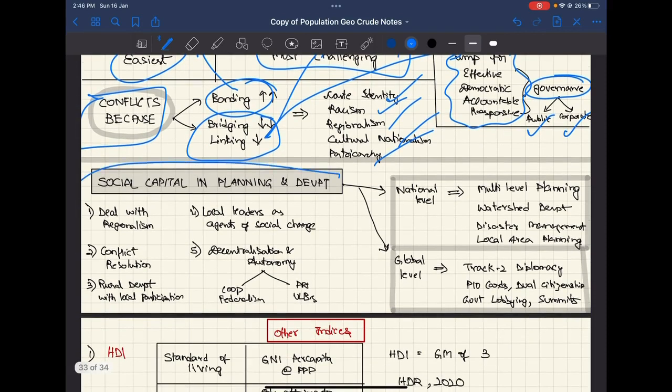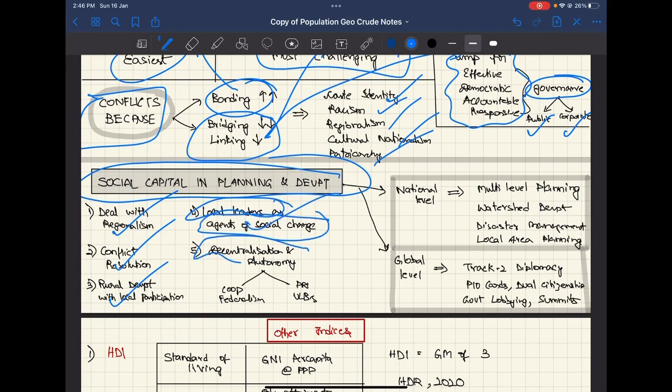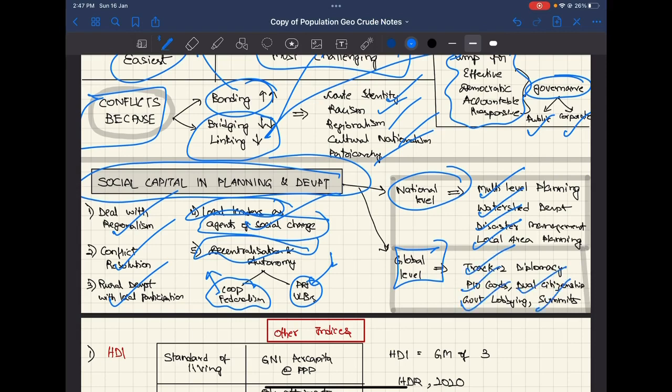We can use the social capital concept in planning and development, like dealing with regionalism, conflict resolution, rural development, using local leaders as agents of social change, and decentralization, for example cooperative federalism with states and local governance bodies. At the national level, we can use it for multi-level planning, watershed development, disaster management, and local area planning. At the global level, we can use it for track two diplomacy, PIO cards, dual citizenship, government lobbying, and summits.